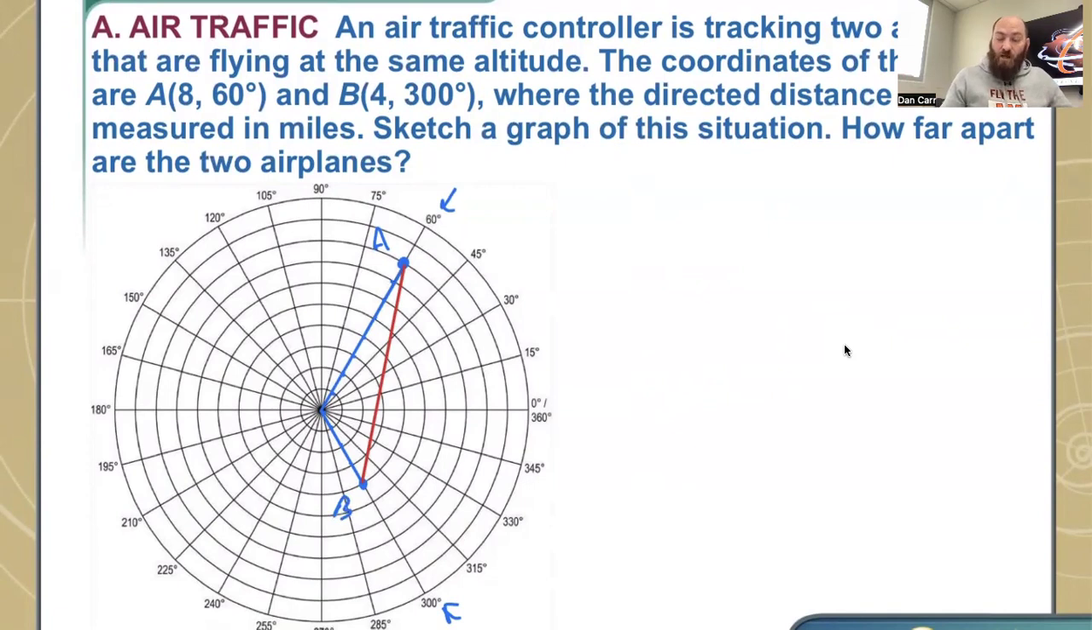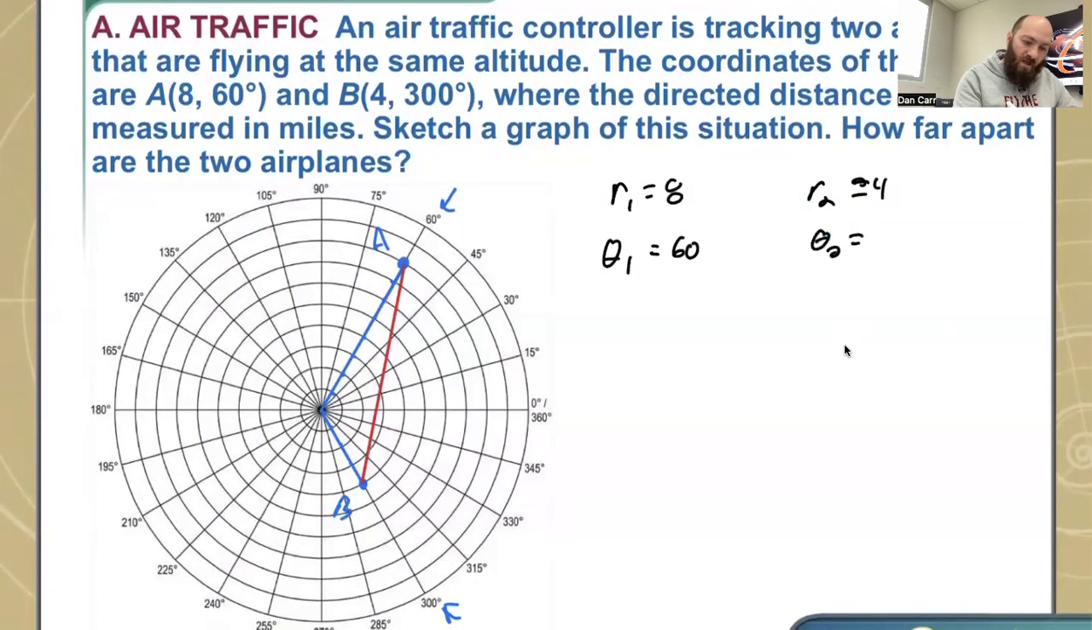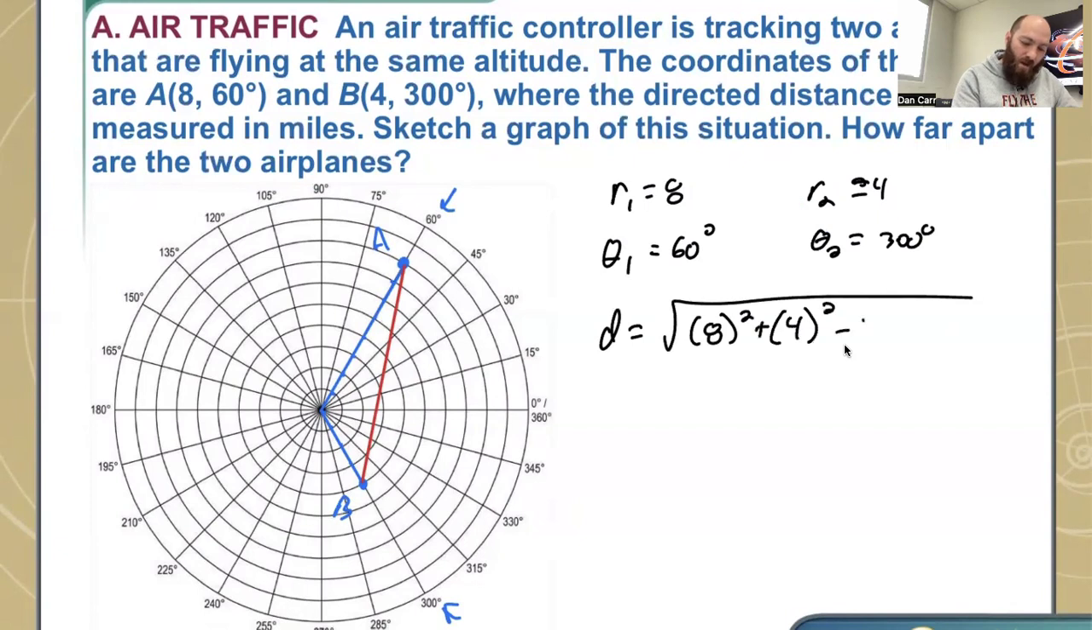Again, we've done this before. It's a triangle, but let's use our new formula for this. So if r1 is equal to 8, r2 is 4, then theta 1 is 60, and then theta 2 is 300. So the distance is equal to the square root. All I'm doing is my distance formula. So it's going to be r1 squared plus r2 squared minus 2 times r1 times r2 times the cosine of this difference between the 2 angles. So 300 minus 60.